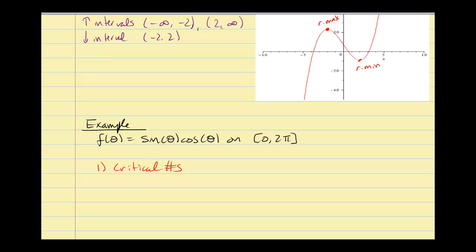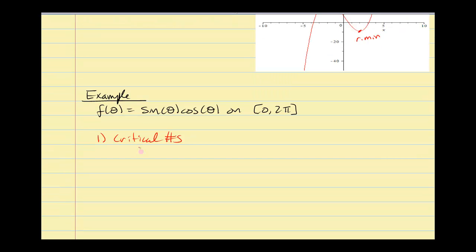Now when we talk about critical numbers, we know that this involves a derivative somehow. So let's go ahead and look at a derivative. This is a function times a function, so I'll need the product rule here. So I'll have the first function times the derivative of the second plus the second function times the derivative of the first. So we haven't actually taken the derivative yet, but we've set it up.